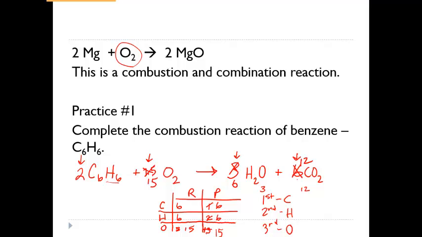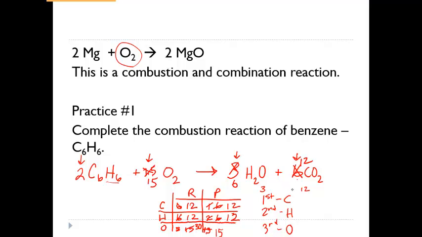Now you can do a check and make sure that this works. Definitely good to use pencil when you're balancing, but if you have 2 times 6, now that gives us 12 carbons, and it also gives us the 12 carbons on the product side. We have hydrogen, 2 times 6, which is 12, and we also have 6 times 2 with the water, so that gives us 12 hydrogens. And so at this point we just need to check the oxygen. So 15 times 2 gives us 30. And so if we have 30 on that side, we need 30 on our product side.